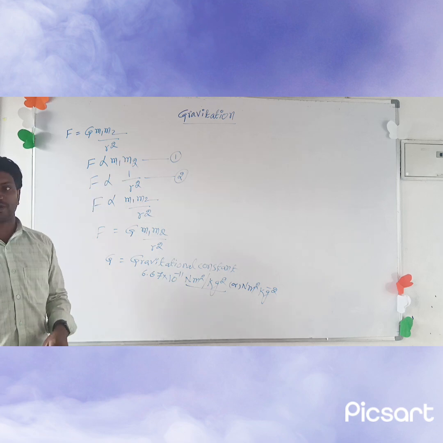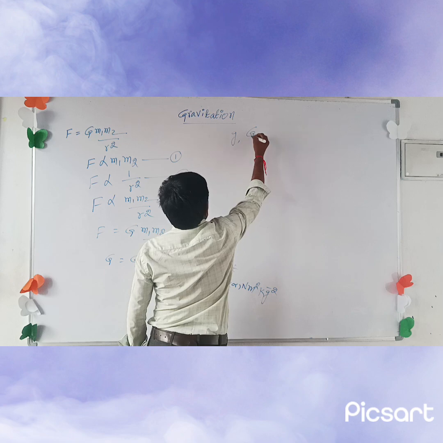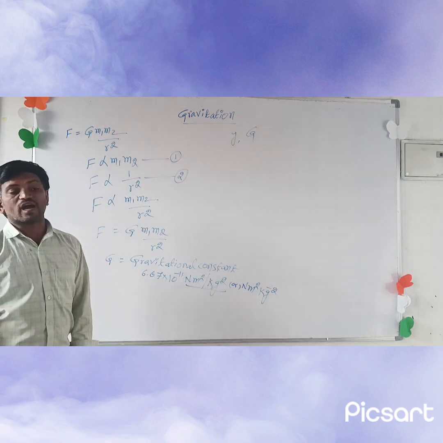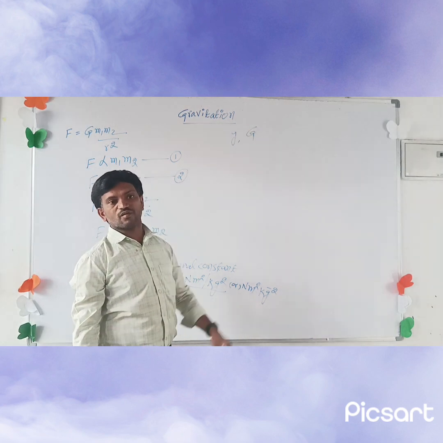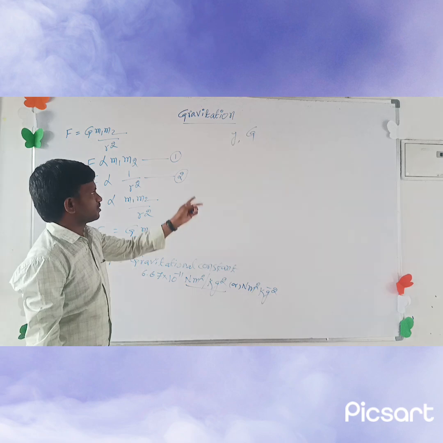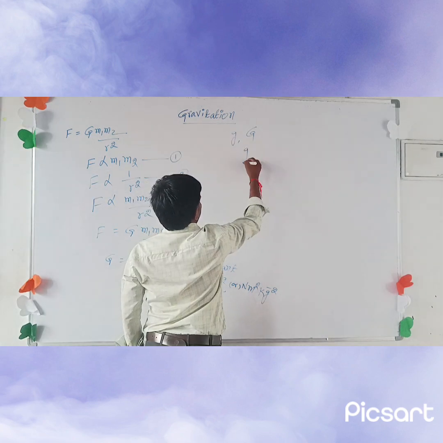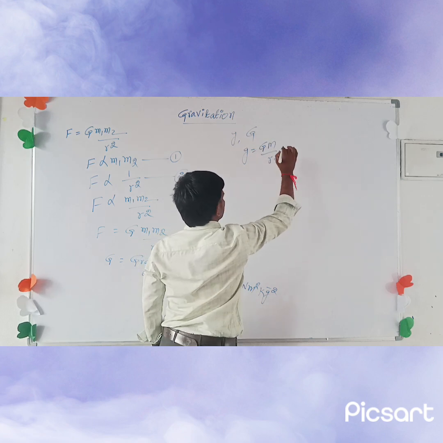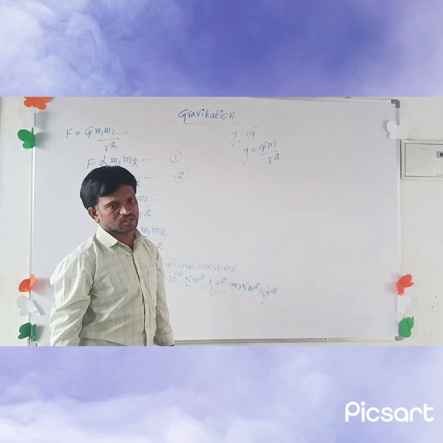The relationship between small g and capital G. Small g means acceleration due to gravity. Capital G means gravitational constant. The relationship between small g and capital G: small g equals GM by R square.